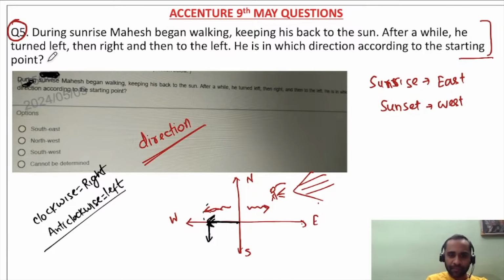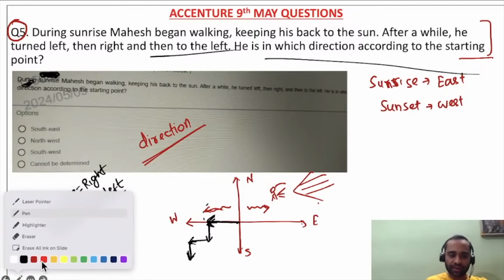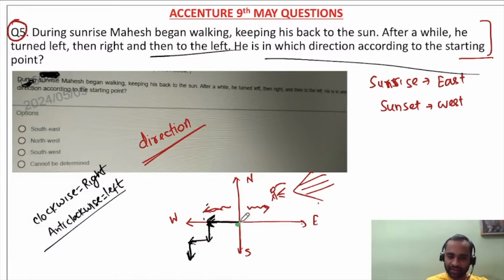again after a while he turned left, then right. So right means where? This side. Okay, so put your pen point here. Clockwise direction means right, anti-clockwise means left, and then again turn to left, and then again turn to left. He is in which direction from the starting point? Now my starting point is this. So from the starting point, if you'll see, it will be southwest. It will be southwest, and option C will become the correct answer for this particular problem.